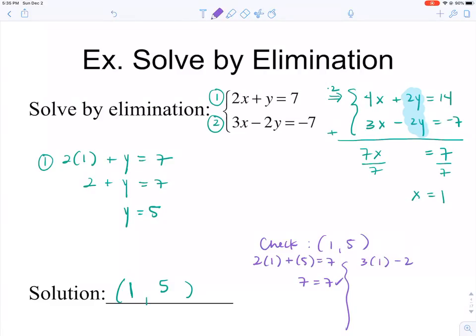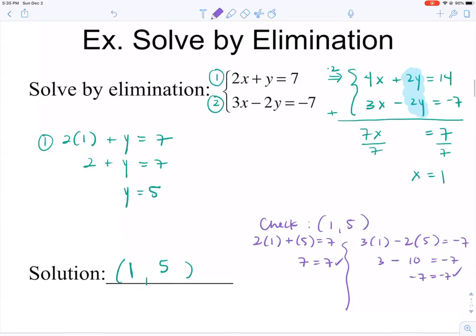You need to check in both. The ordered pair could satisfy one equation, but if it doesn't satisfy the other, then something went wrong and there's an error. So it's going to be 3 minus 10 equals negative 7. Negative 7 equals negative 7. So the left-hand side equals the right-hand side. That means (1, 5) satisfies the second equation in the system as well. So (1, 5) will be the solution to this system.